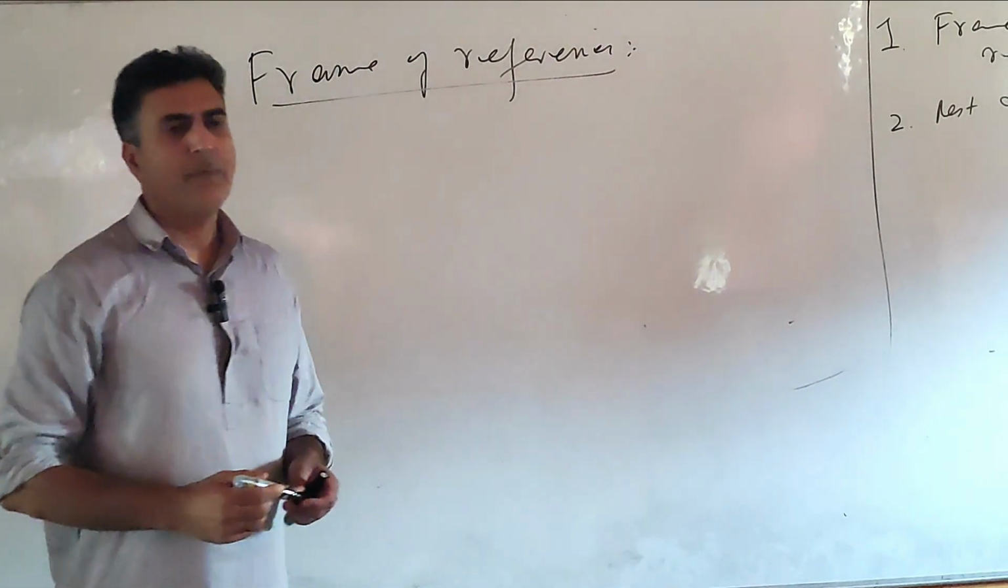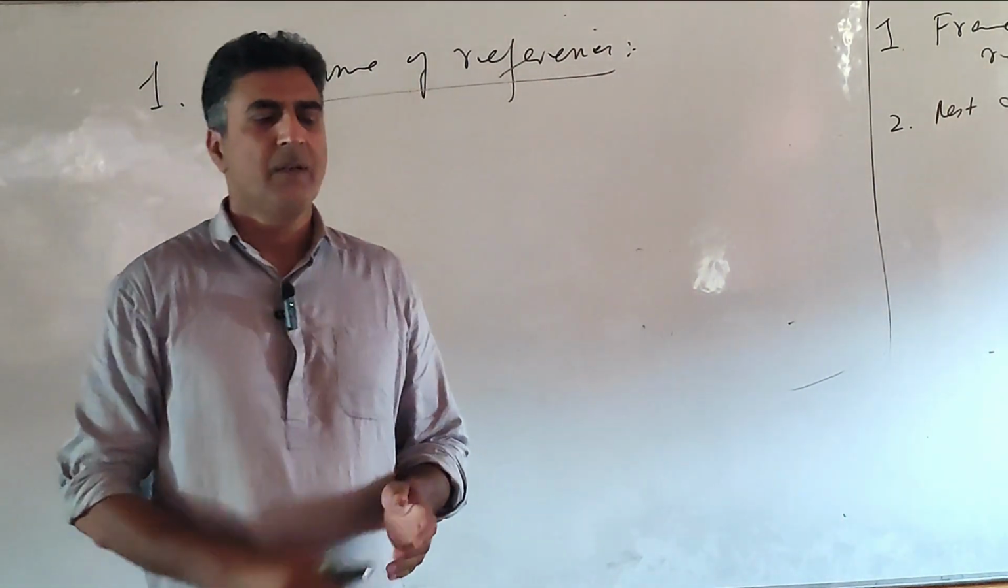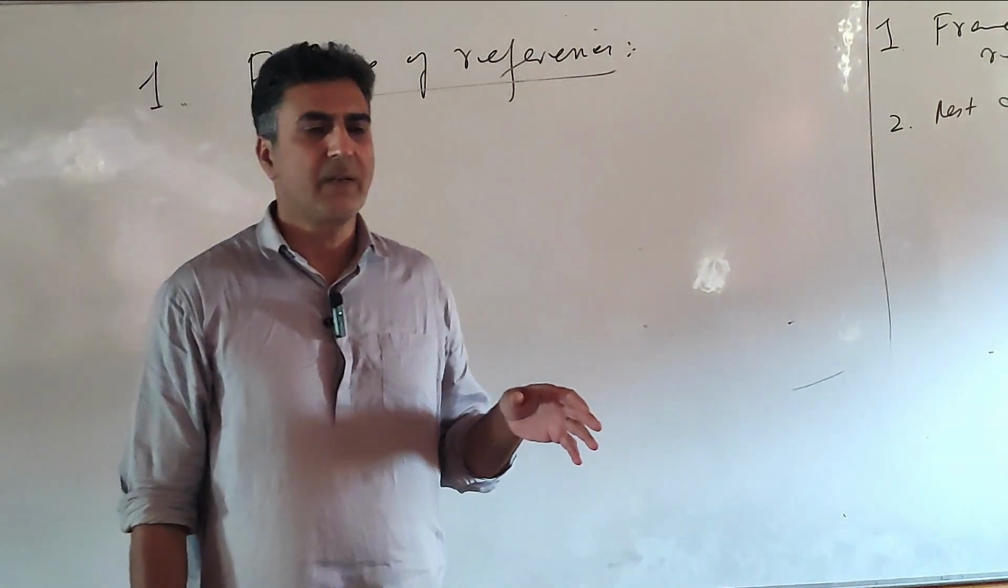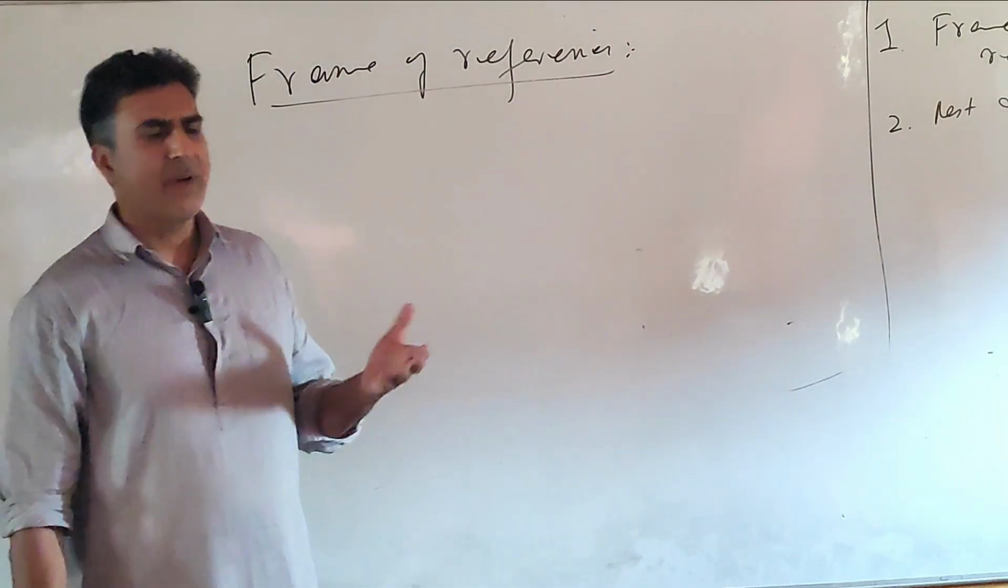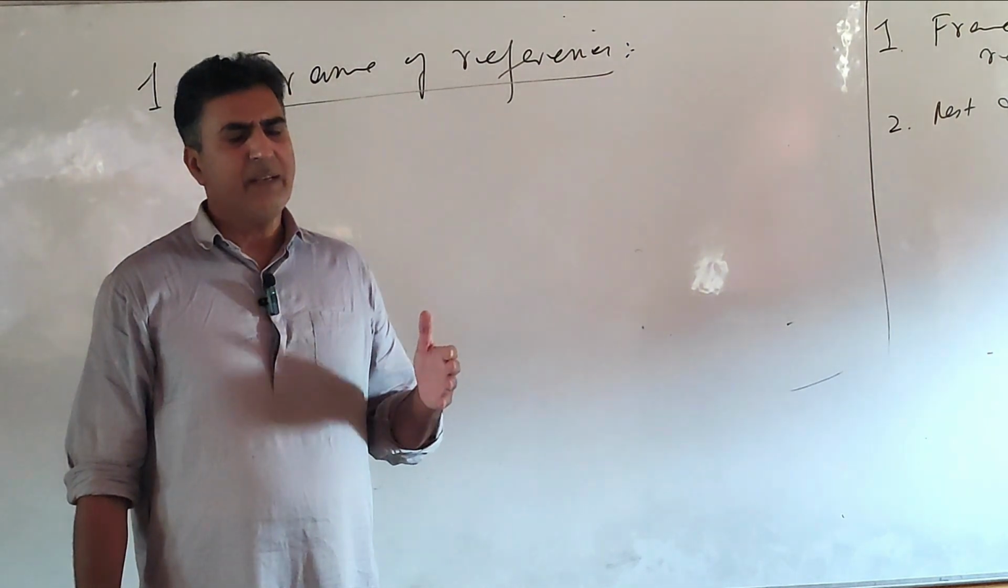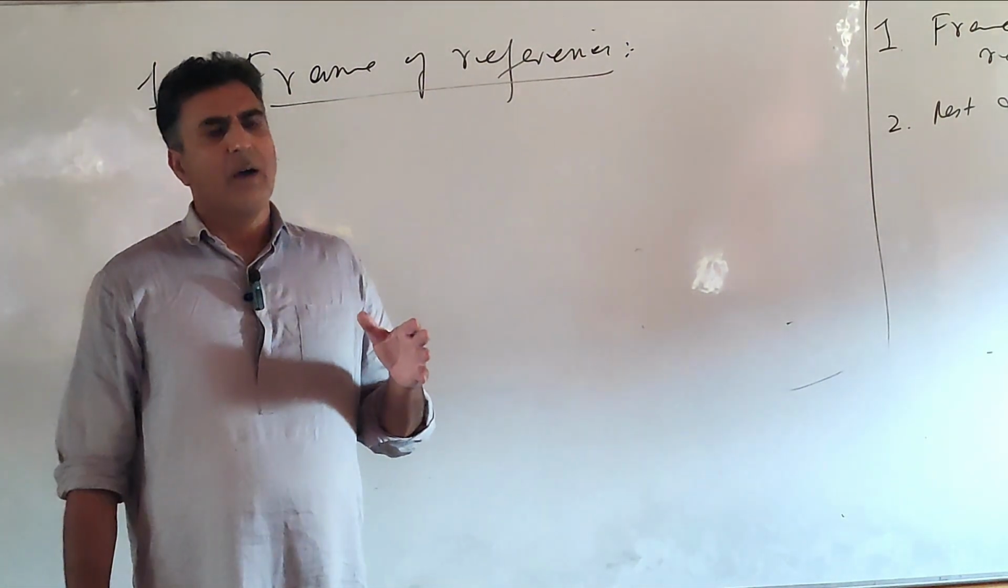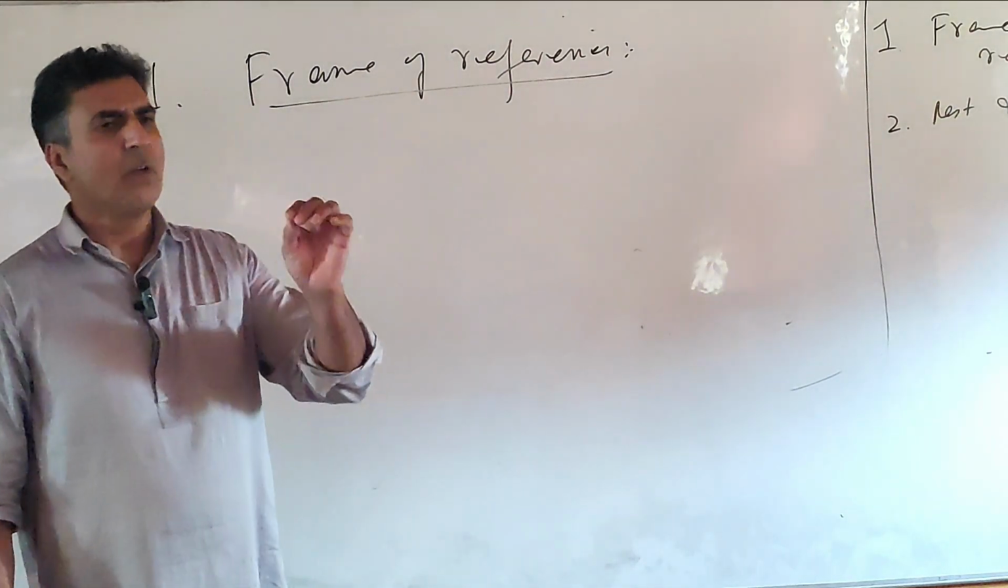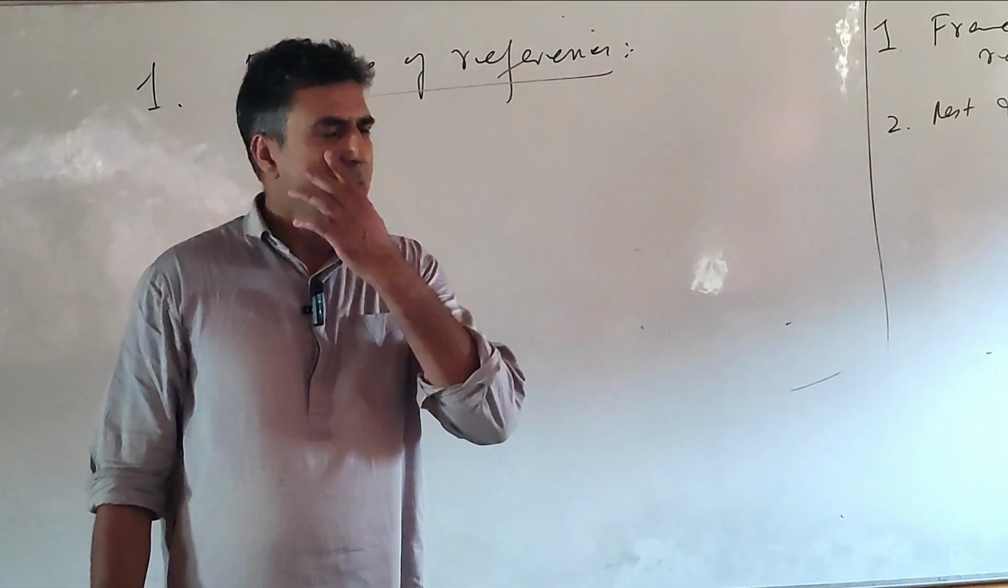Frame of reference. If we want to locate the position of a particle, we have to locate the position of a particle with respect to a frame of reference. Frame of reference is a coordinate system, x, y, and z mutually perpendicular to each other. That's simply a coordinate system with respect to which the location of an object is specified.